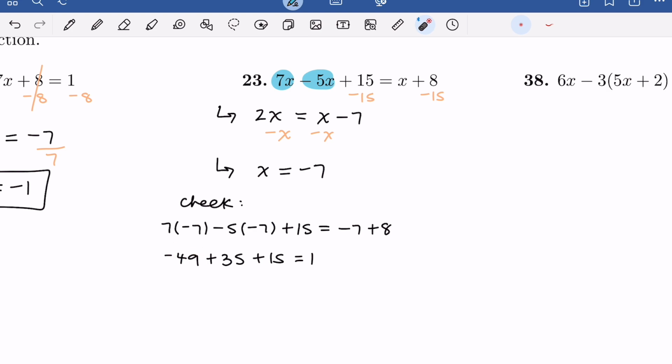Now notice -49 plus 35 plus 15 is in fact 1. So this is a true statement. And we know that this guy is going to be a solution to our original equation here.